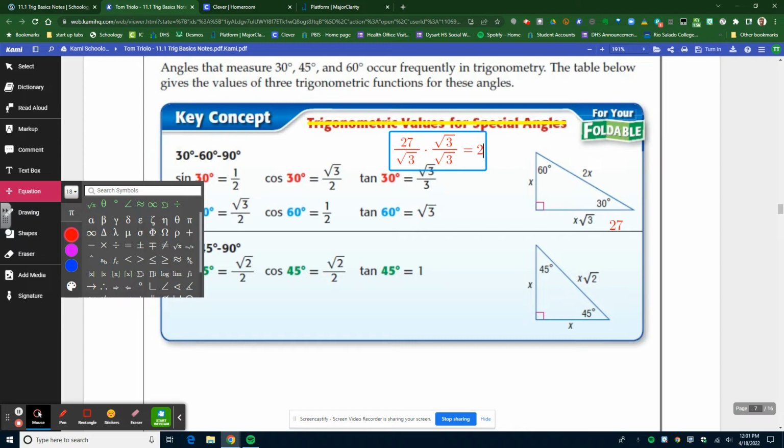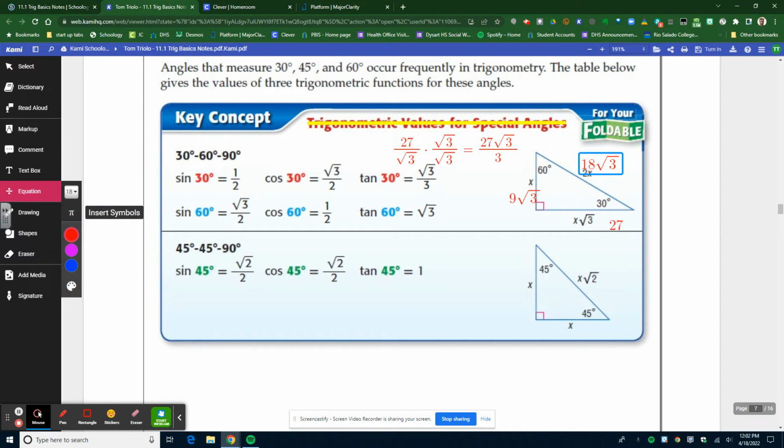Okay? So now I got 27 square root 3 divided by 3. But 27 divided by 3 is 9. So my short leg here now is 9 square root of 3. Which means my hypotenuse, if I divided to get the short leg, I multiply by 2. So 2 times 9 is 18 square root of 3. Unless I specifically tell you to round, keep everything in radical form. There you go, done. All right, next one.